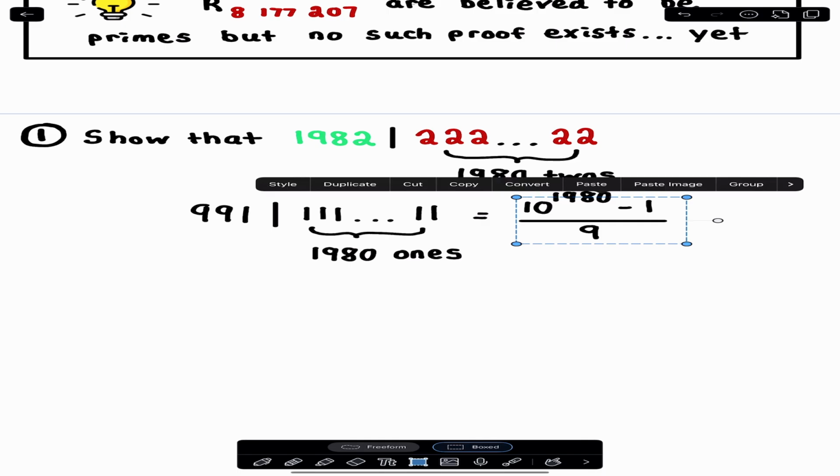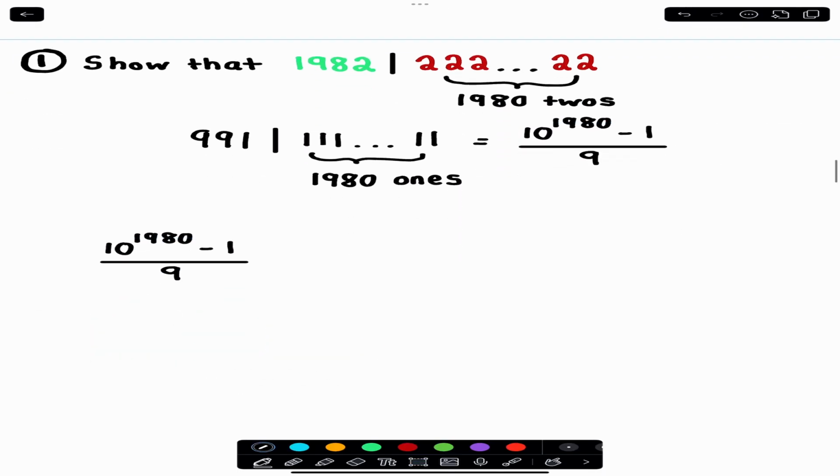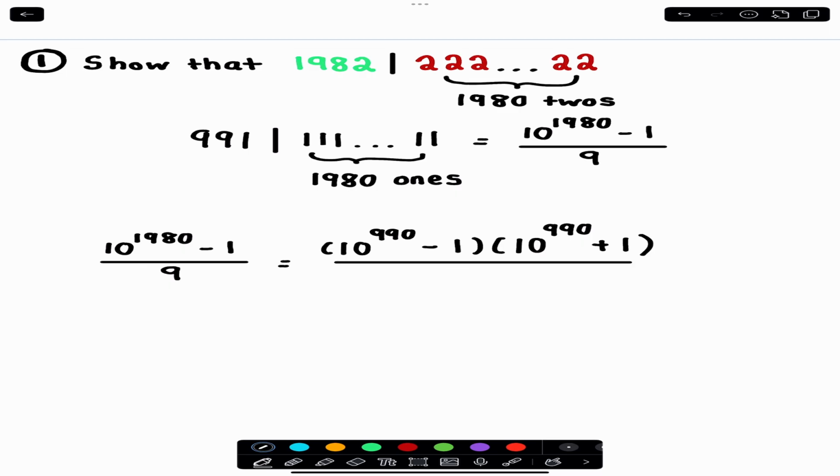However, if something doesn't go anywhere, we need to change our approach. Since 1980 is even, this can actually be broken up into a difference of squares. So convince yourself that this is true. The numerator can be rewritten like this, a difference of squares.